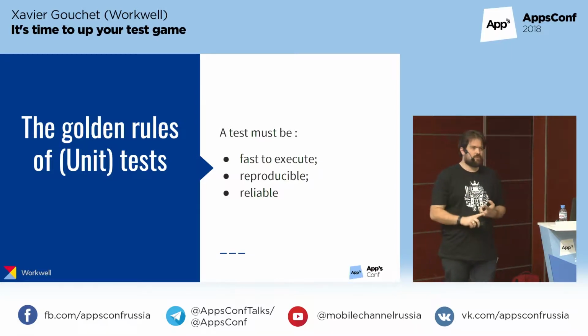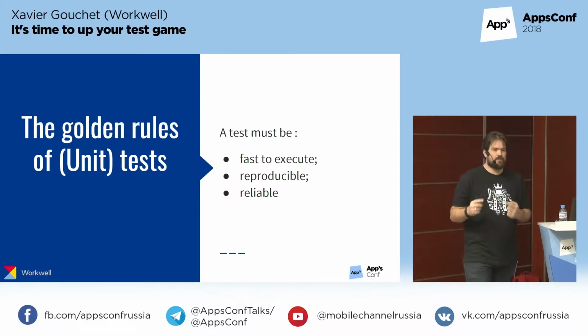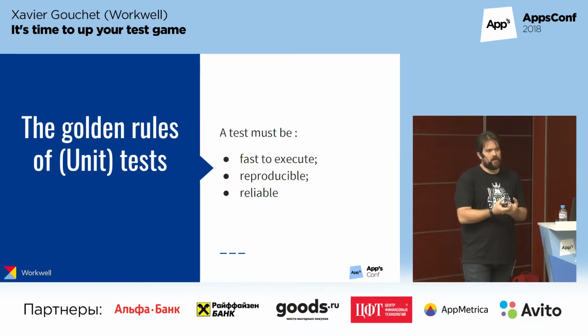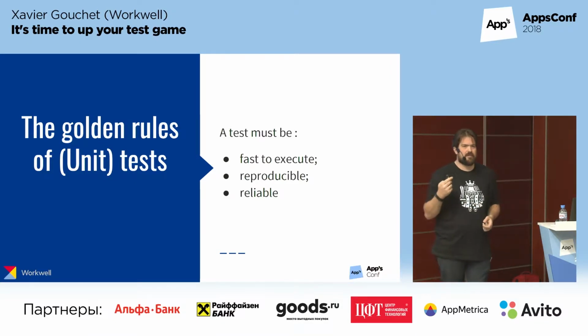It needs to be reproducible. If you run the same test twice and you don't have the same results, then there is some problem somewhere. And it needs, of course, to be reliable. Reliable means that you need to be sure that your test actually is a safeguard against your code. So we're going to see some examples on how to do that.